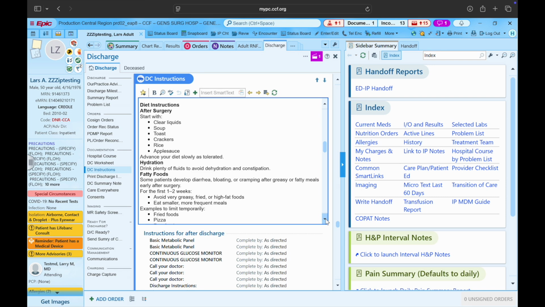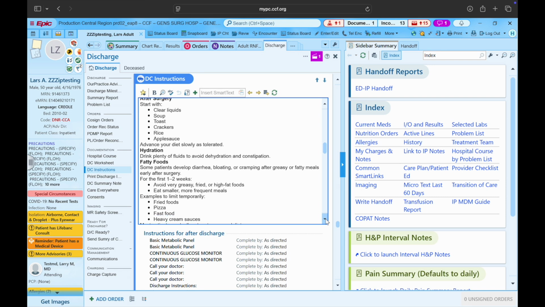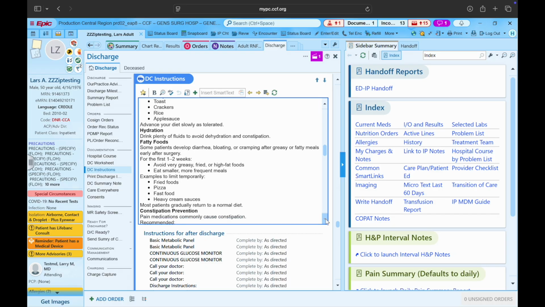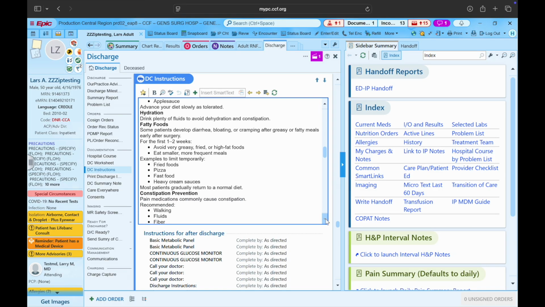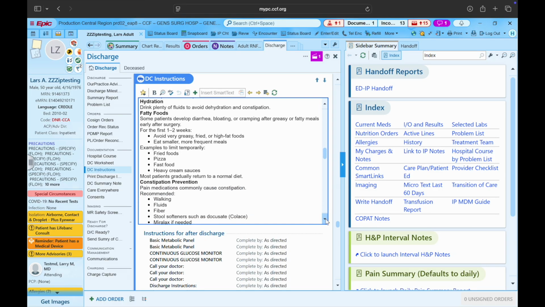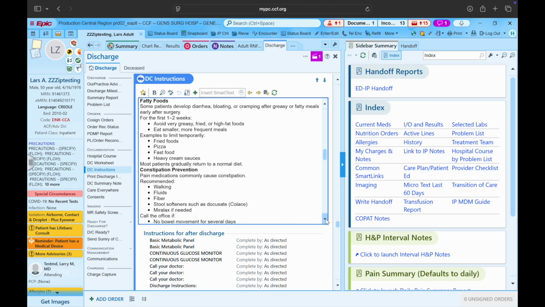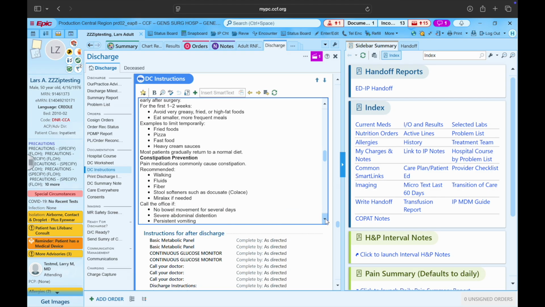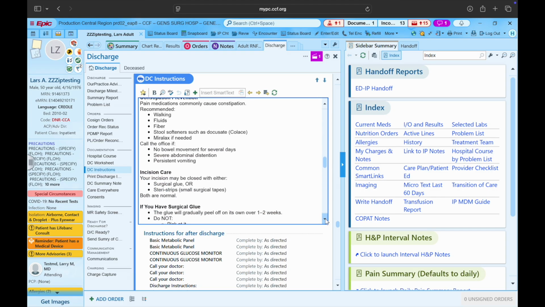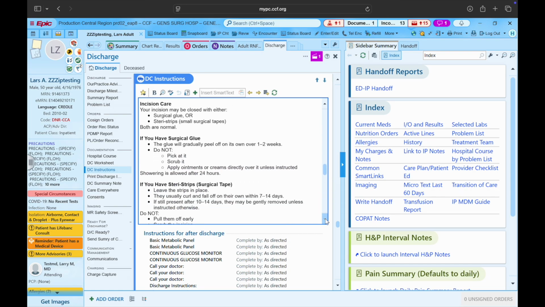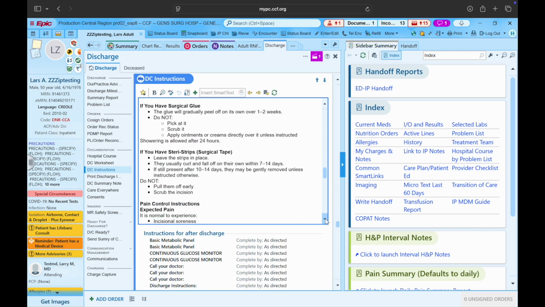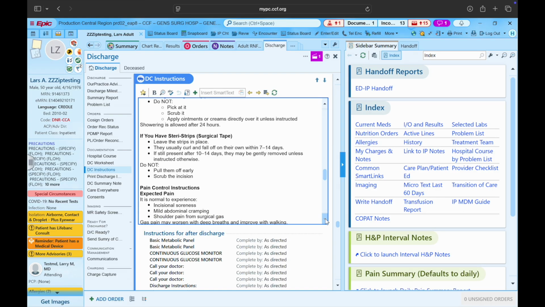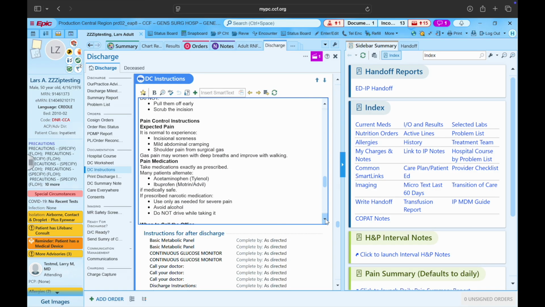If a patient had a change in their diet, like if they need to be on full liquids for a while or a bariatric diet, we also give examples of what they're allowed to eat, how easy they should go with it, or how many ounces they're supposed to drink. I also like mentioning what they've been closed with, so if it's surgical glue, staples, or sutures, and how to take care of that.